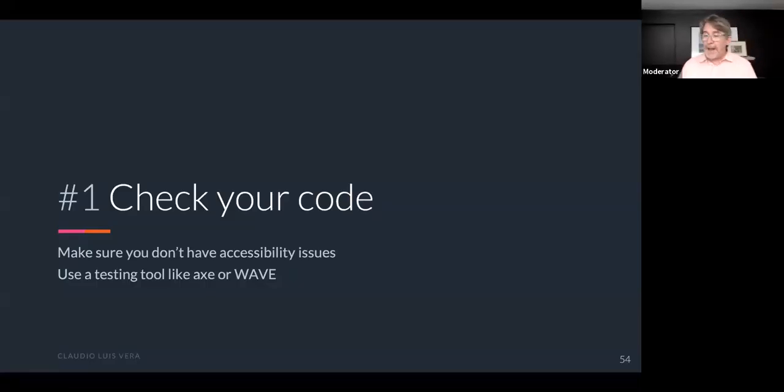So I'm going to leave you guys with a few recommendations to basically protect yourself from getting sued. Number one is check your code. You can use a tool like Axe or Wave. You can use it like spell check. You'll find the detectable accessibility issues.